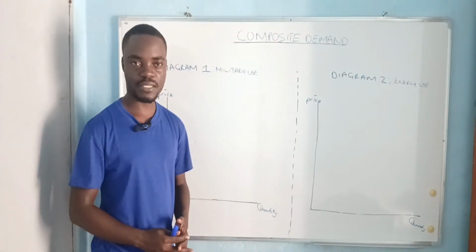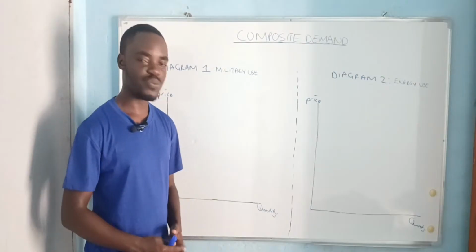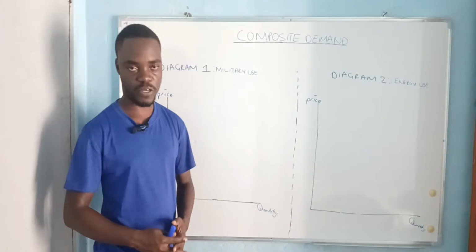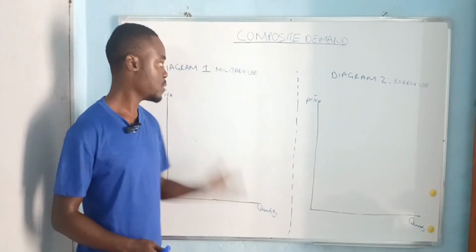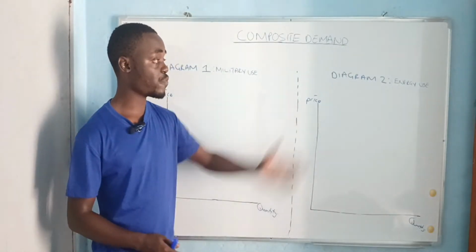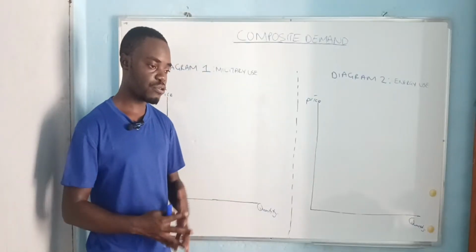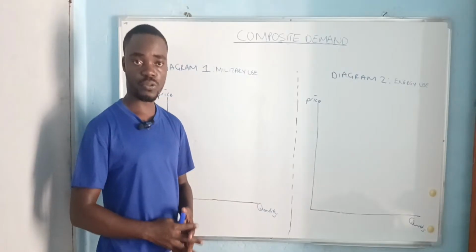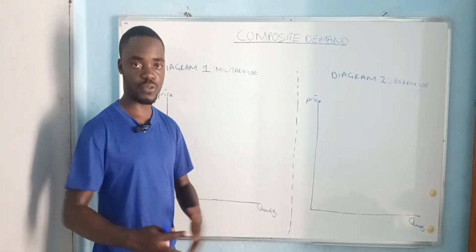Composite demand is when we have a good that has multiple uses. Let's look at crude oil, for example. It's used for military use. It's also used for energy use. As you know, we talk about the products that are produced with crude oil: jet fuel, petrol, diesel.